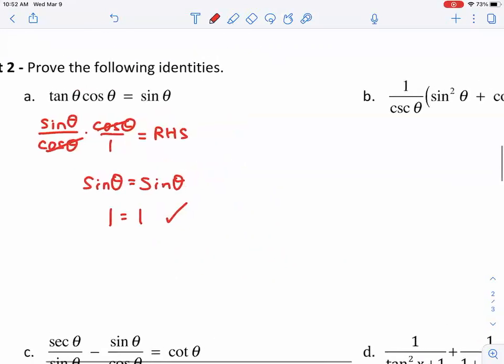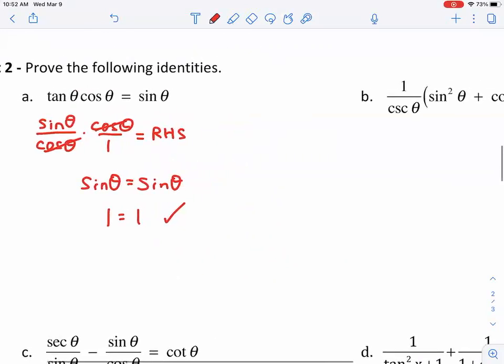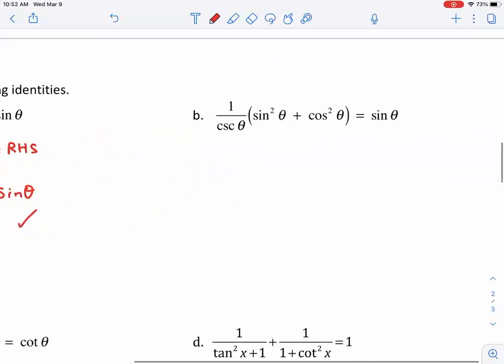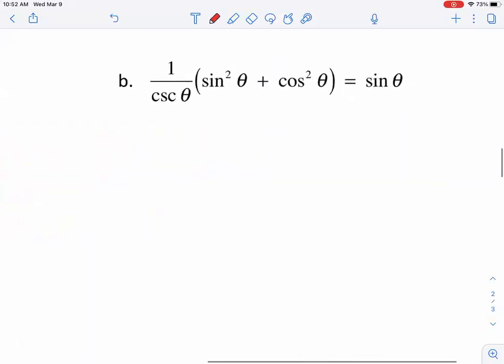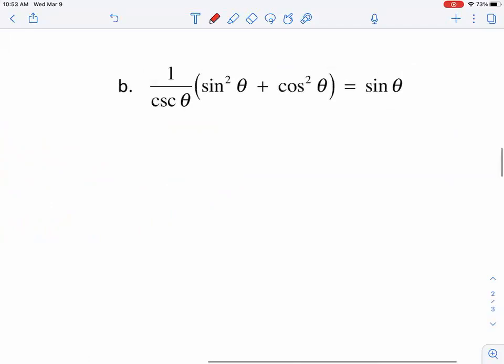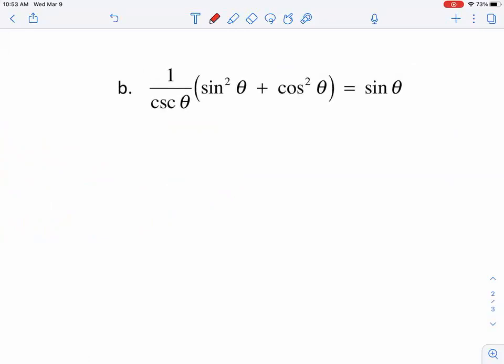All right, part B. All right, we're trying to show that 1 over the cosecant times sine squared plus cosine squared equals the sine of theta. All right, well, let's start off and rewrite 1 over cosecant of theta is sine theta.